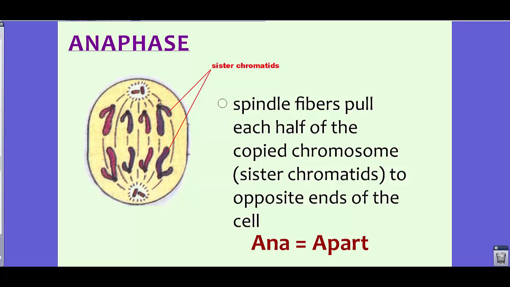So now in anaphase, the spindle fibers, which are sort of like a spider's web, are pulling apart those sister chromatids. So now we have a set of identical chromosomes on each side of the cell. So here are your spindle fibers. That's like your sticky tack. And then we have the spider webs pulling the sides of the chromosomes apart. Ana means apart. So again, you have that A. Ana means apart. Anaphase.